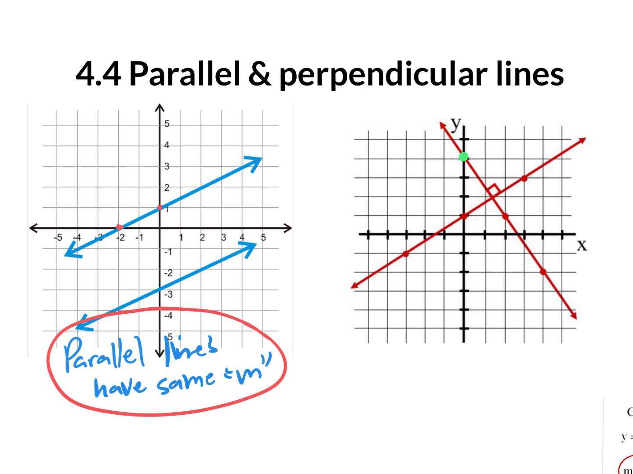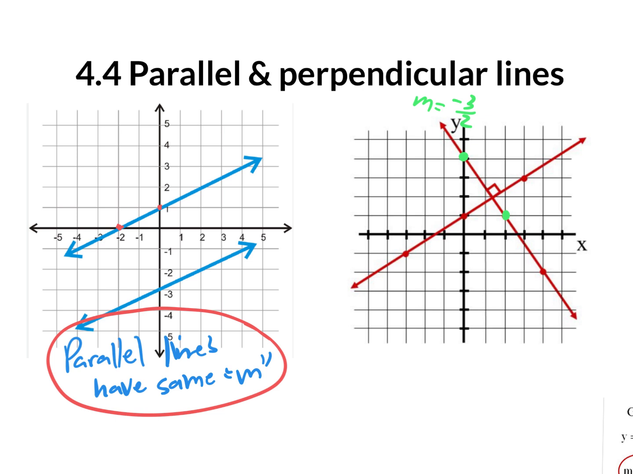Okay, so let's take a look at this line right here. I'm going to put a dot at the y-intercept. And what is my slope from that green dot? Am I going up or am I going down? Down how many? 1, 2, 3. And then I go over 1, 2. So from that green dot to this green dot, I'm going down 3 over 2. So my slope, my m value, is down 3 over 2.